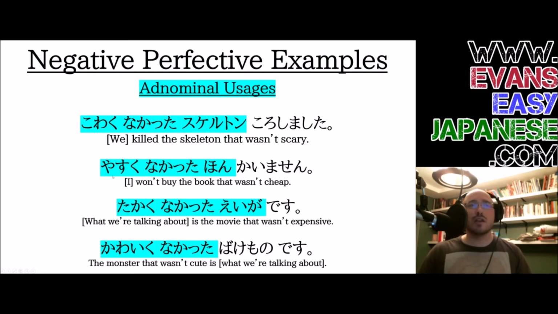Okay, next. 安くなかった本を買いません。I added an O there. Just go with it. We'll learn about particles coming up. Don't worry. I wanted to leave particles out of here as much as possible until we got through all this stuff. 安くなかった, the book that was not cheap. So the was not cheap book, I will not buy.